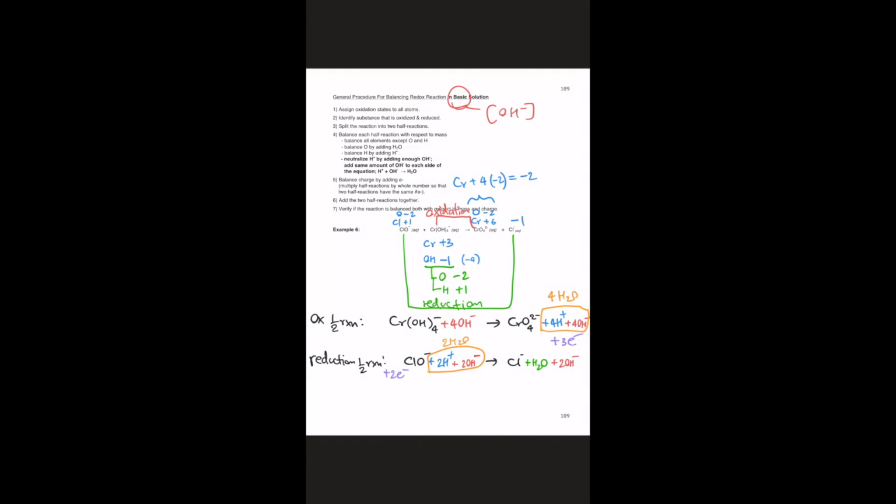Okay, next we are going to combine them, but we cannot combine them yet because the number of electrons is not the same. The number of electrons on the oxidation half reaction is 3, but the number of electrons on the reduction half reaction is 2. You need to find a common number between these two. Total is 6 electrons. Therefore, you need to multiply the reduction half reaction, this whole thing, by 2. And do the same with the oxidation half reaction: you are going to multiply it by 3 to make the number of electrons equal.